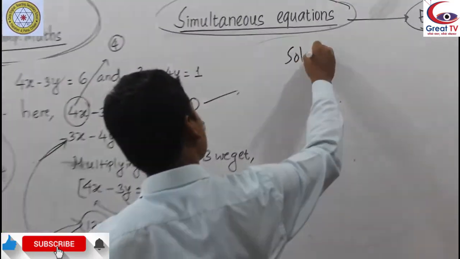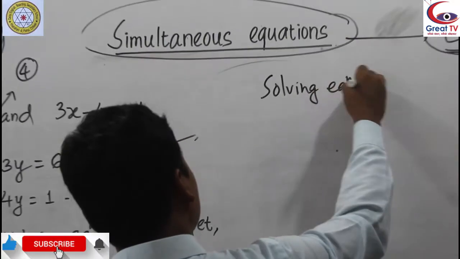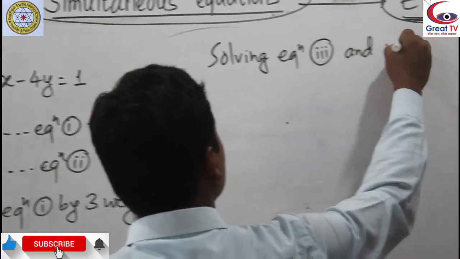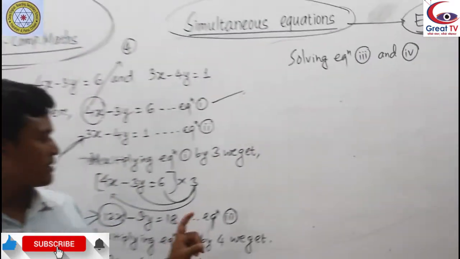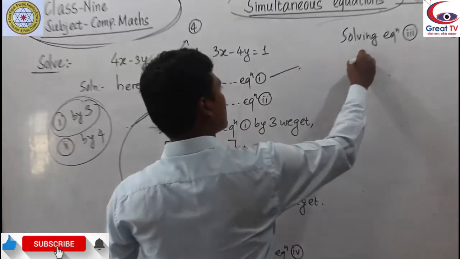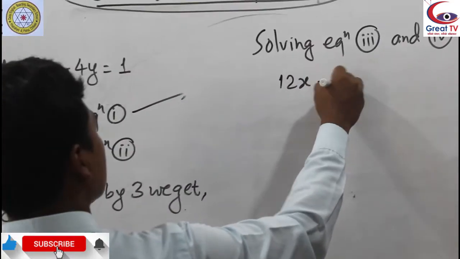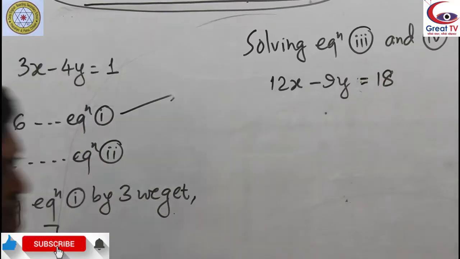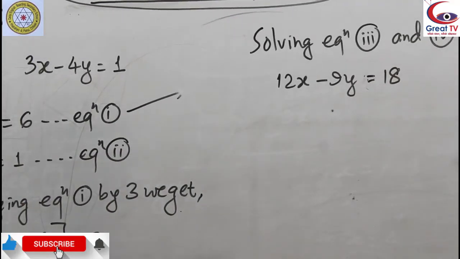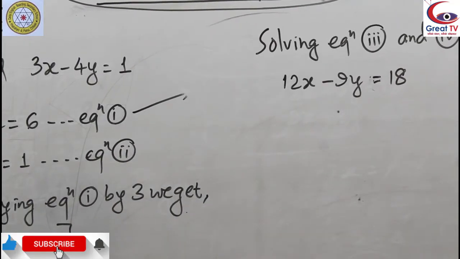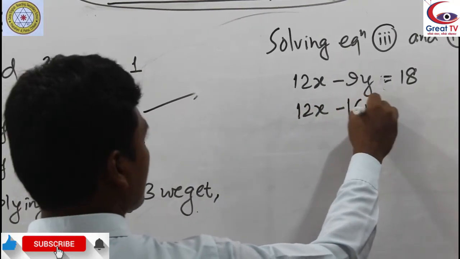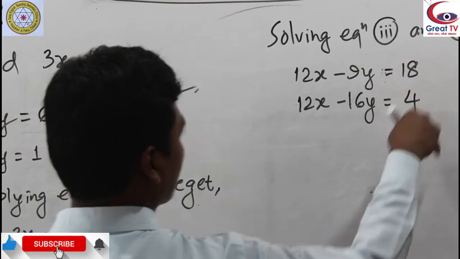Let us solve equation third and fourth. Third: 12x minus 9y equals 18. Fourth equation: 12x minus 16y equals 4.